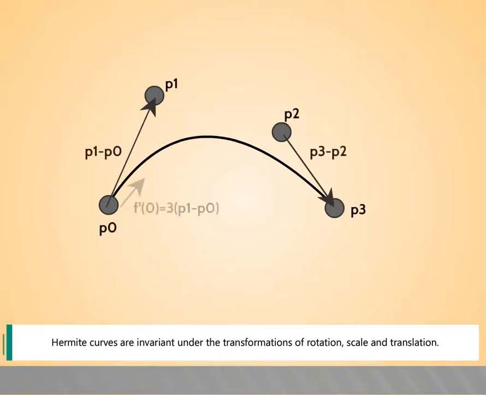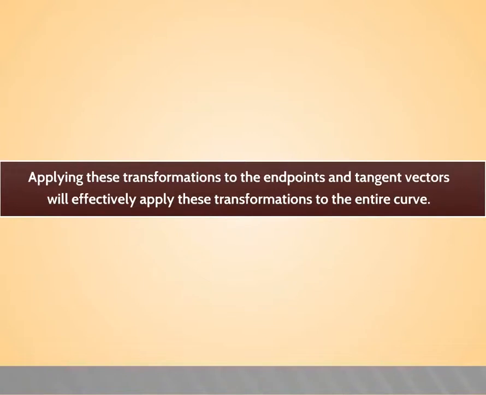Hermite curves are invariant under the transformations of rotation, scale and translation. Applying these transformations to the endpoints and tangent vectors will effectively apply these transformations to the entire curve.